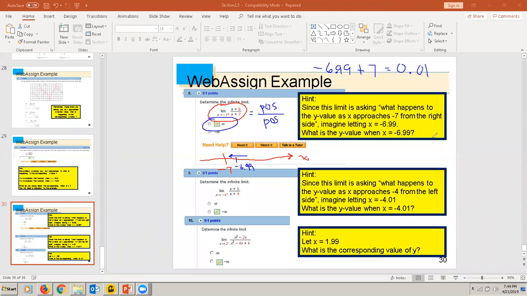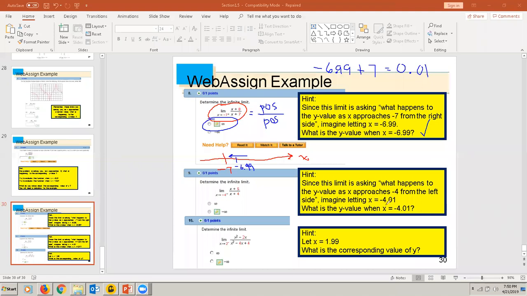By just picking a test value like -6.99, that told me that both the numerator and denominator were going to be positive values. So I know this fraction is going to be positive. I also know the denominator is going to be very, very, very small as x gets closer and closer to -7 coming in from the right side. And that tells me I'll have a very, very large fraction, which corresponds to the answer positive infinity.